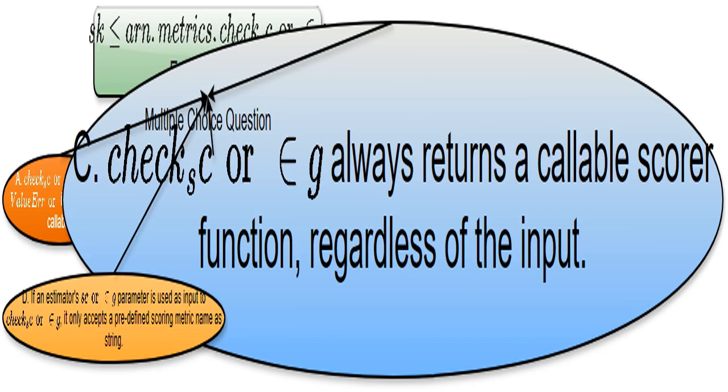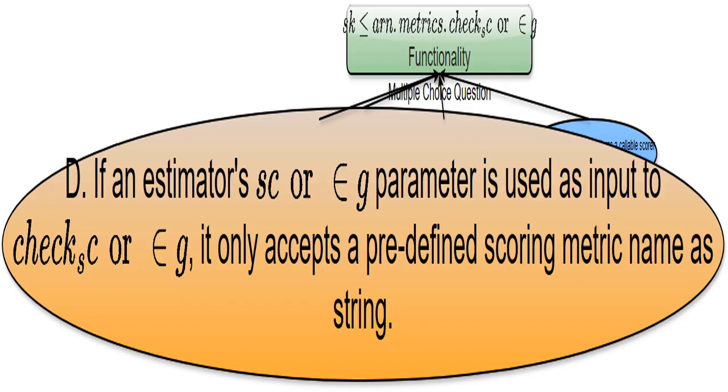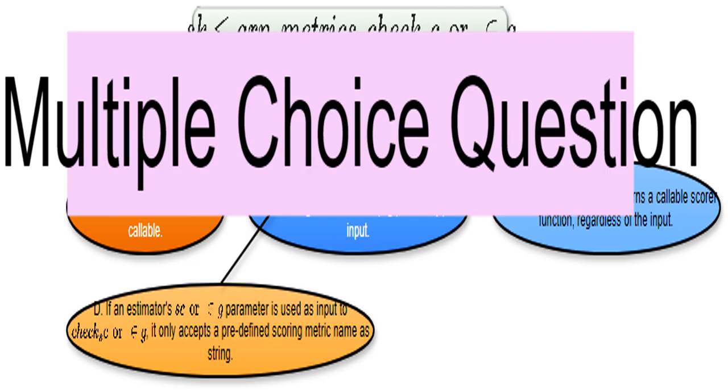No matter what you feed check_scoring, a function or a string, it always gives back a function that you can actually use to get a score. That's its whole purpose, to give you something you can call. This is false. I know that you might often use a string for an estimator's scoring parameter, but check_scoring is smart enough to accept a function directly, not just a string. It's flexible. This is simply clarifying that the preceding statements are part of a multiple choice question.